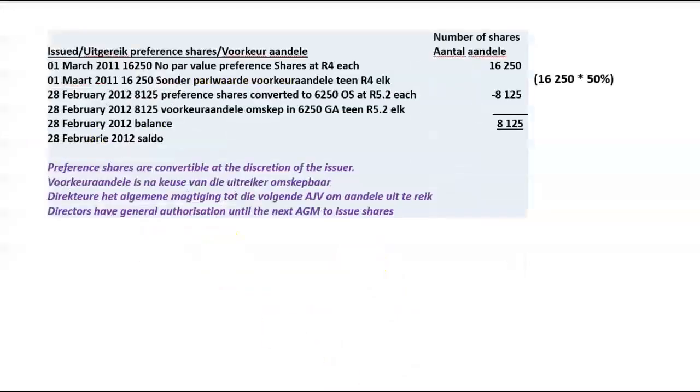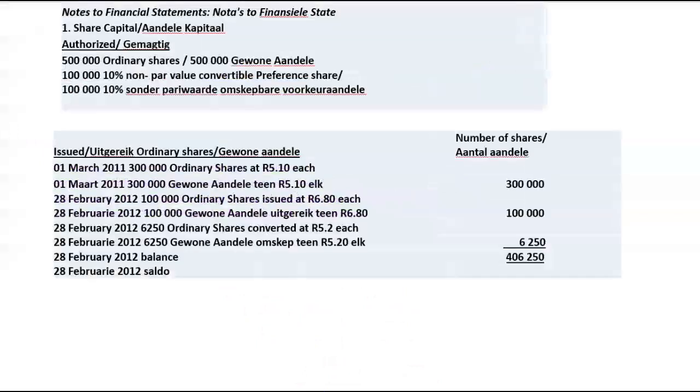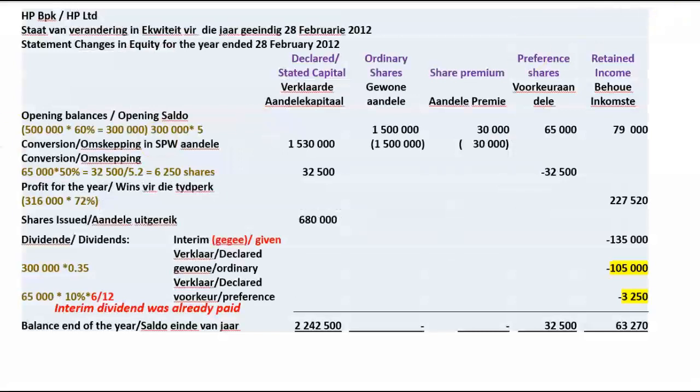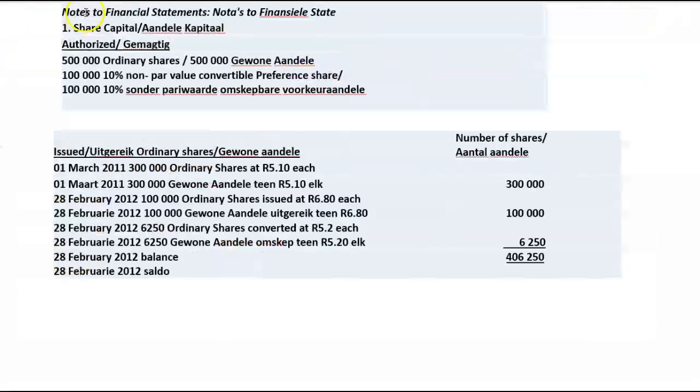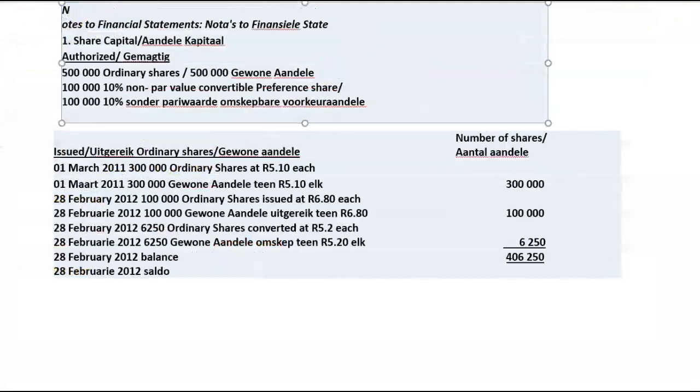The first thing that you have to disclose is authorized share capital. Now, you will have to have a proper heading, and you will be penalized if you don't have a proper heading. So how does a proper heading look like? You will have notes, the name of the company there, HP Limited.